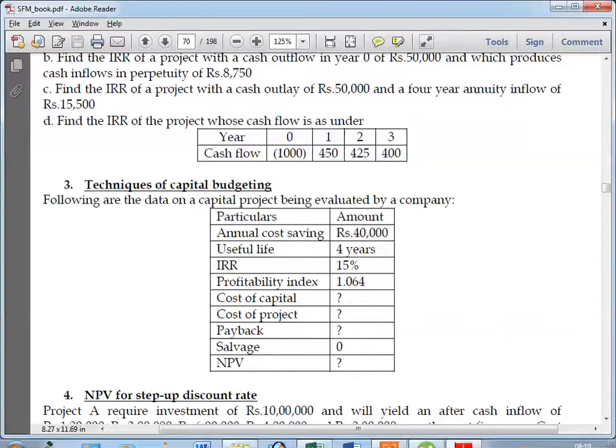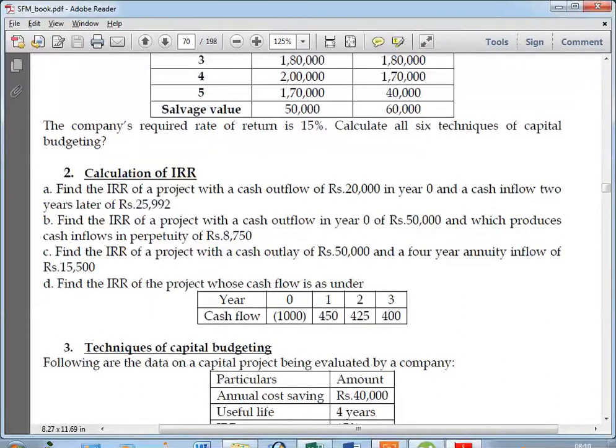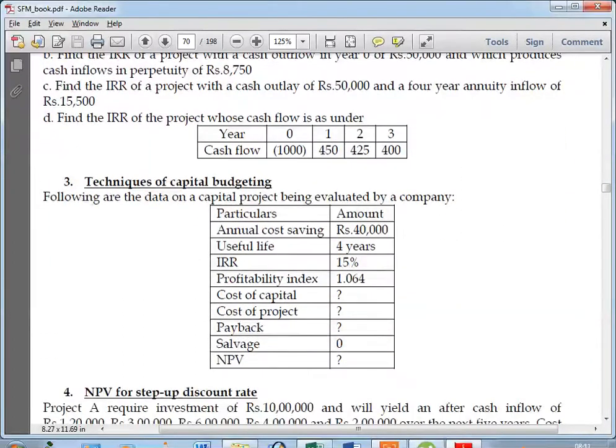Can we proceed? Now let's go to question number 3. Please go through this question. Cost of capital is the percentage, no? 10%, 12%, 14%. In the first problem we did, the cost of capital was the required rate of return, 15%. That's called the cost of capital. Project is what is your outflow?